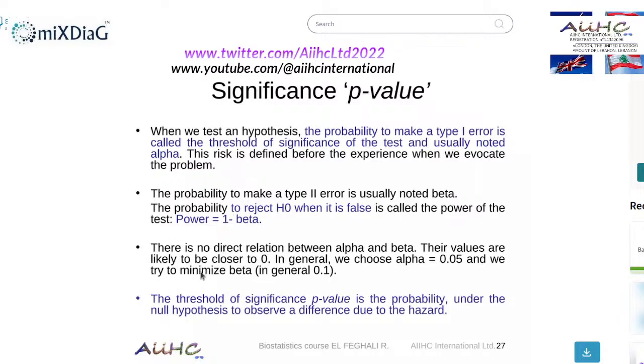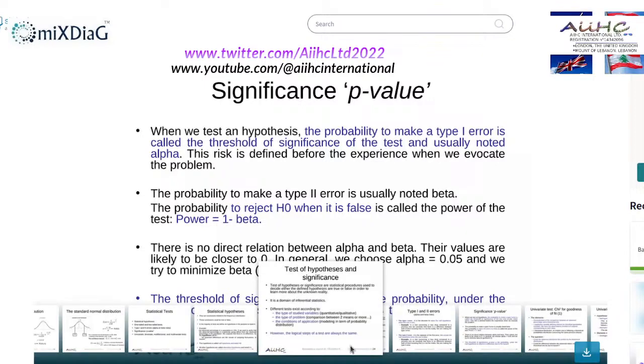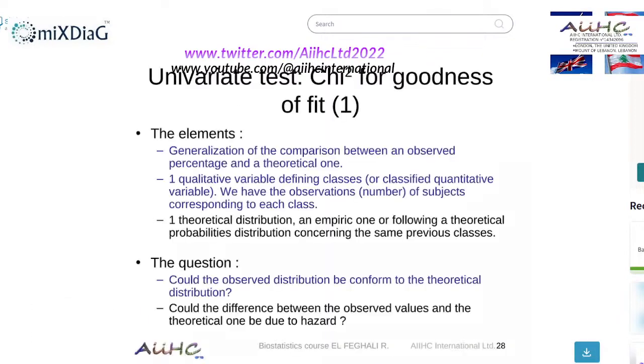There's no direct relation between alpha and beta. Their values are likely to be closer to 0. In general, we choose alpha equals 0.05, and we try to minimize beta, in general 0.1. The threshold of significance, p-value, is the probability under the null hypothesis to observe a difference due to chance. And so on and so on.